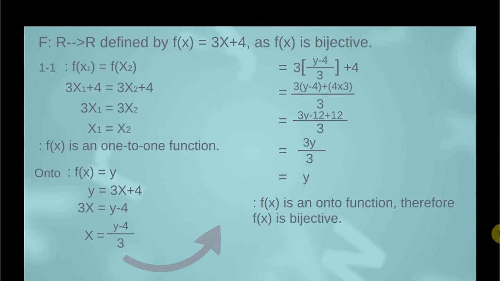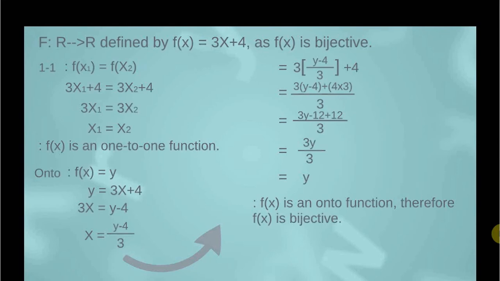So since the function is one-to-one, we continue to the next step, surjective, also known as onto function. On onto, f(x) equals y. By bringing in the 3x plus 4, y equals 3x plus 4. Remove the 4, 3x equals y minus 4, x equals (y minus 4) divided by 3. Then we substitute this x into 3x plus 4, giving 3 times (y minus 4) divided by 3, plus 4.